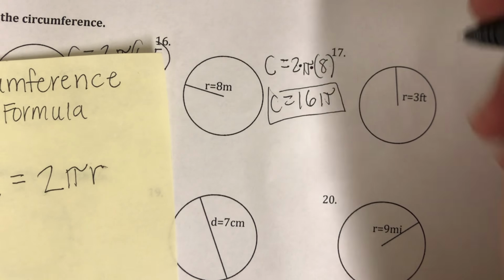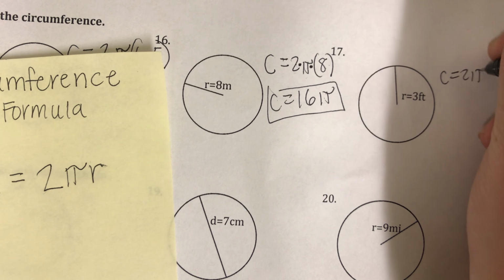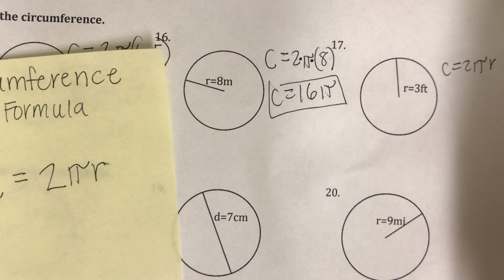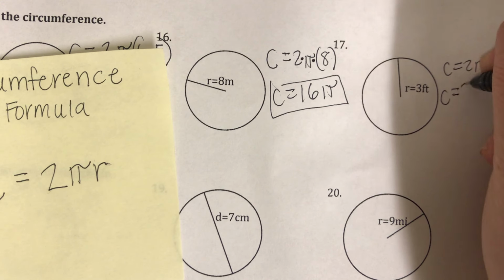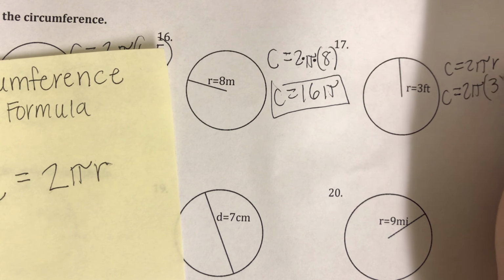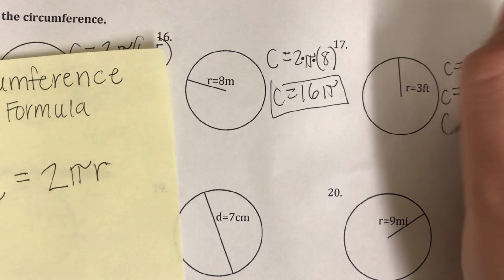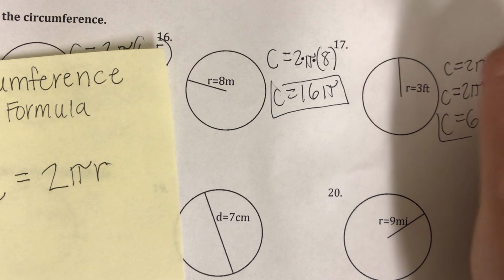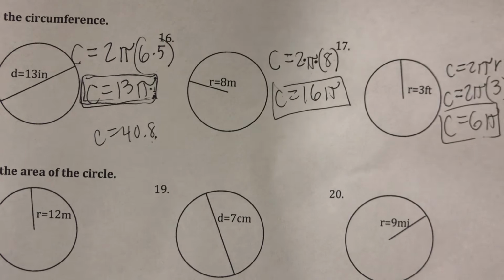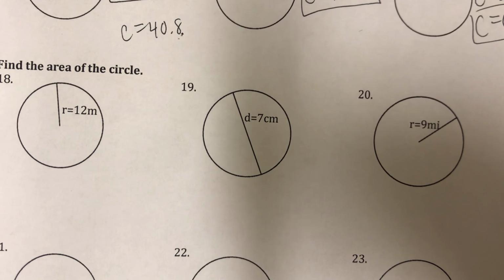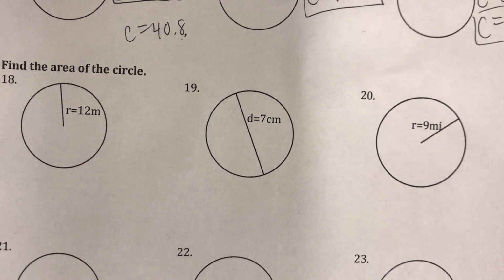Number 17, circumference is equal to 2 pi r. Hopefully these are going really fast for you. So I just plug in my r, which is 3, and I get 2 times 3, which is 6. So my circumference is equal to 6 pi. Easy, easy. Now, area is going to be a little trickier, but it's okay. We will get through them together.